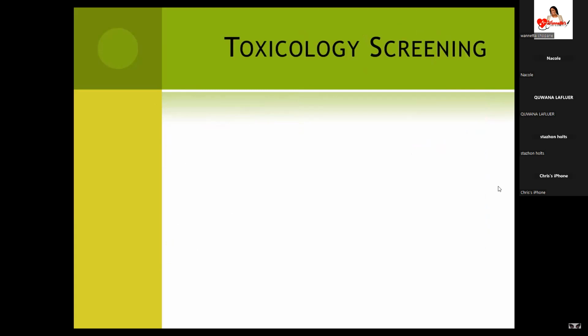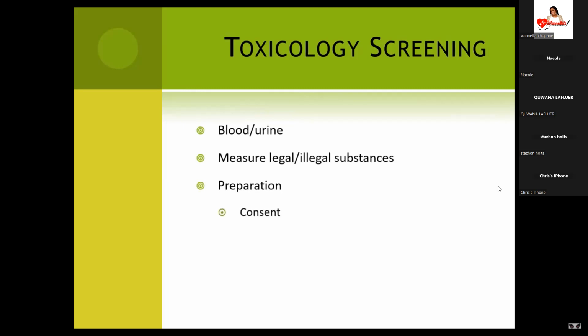Now let's talk about toxicology screening. This can be done with blood or urine, and we would measure legal and illegal substances through blood or urine. And of course, we have to make sure we take the right preparations to do so. We need to get consent from the patient. Now this can come also from a court order if the patient is suspected of something of an illegal activity, DUI, or some kind of accident that the police officer might have suspected the patient to be on some kind of drugs. We need a court order consent.